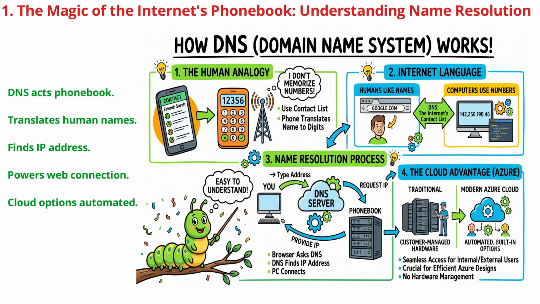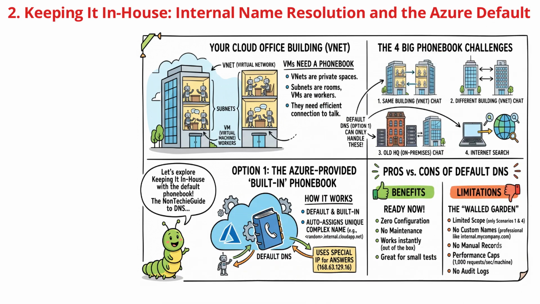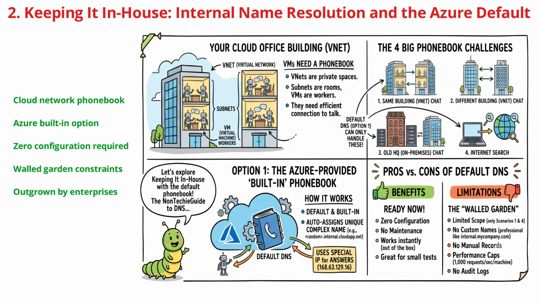While traditional networking required managing complex hardware, Azure Cloud offers automated built-in DNS options, removing the hassle and making network design efficient and easy to understand. Imagine your cloud virtual network is like a secure office building full of busy virtual workers. To communicate efficiently, they need an internal phonebook. This phonebook faces 4 major challenges: connecting workers within the same building, across different buildings, back to on-premises headquarters, and searching the wider Internet.